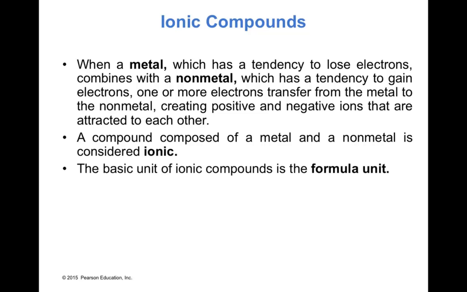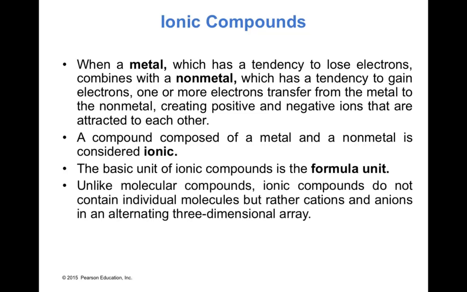The basic unit of an ionic compound is the formula unit, as we mentioned before. And unlike molecular compounds, ionic compounds do not contain individual molecules, but rather the cations and anions in an alternating three-dimensional array. So that's the basic unit. That is basically the arrangement between ions to produce the crystal lattice of that specific compound.